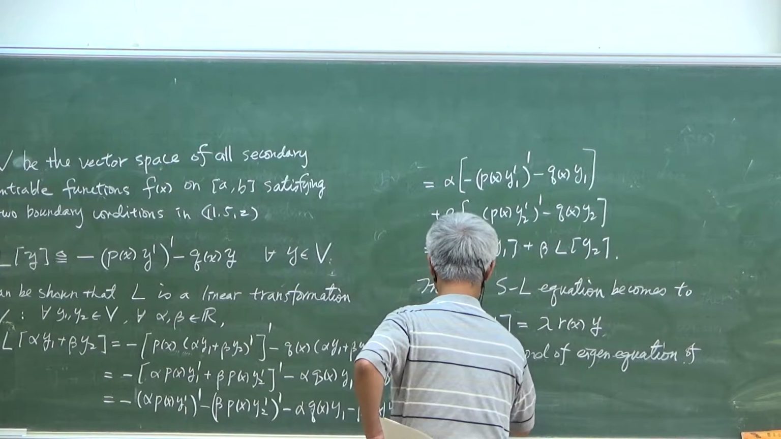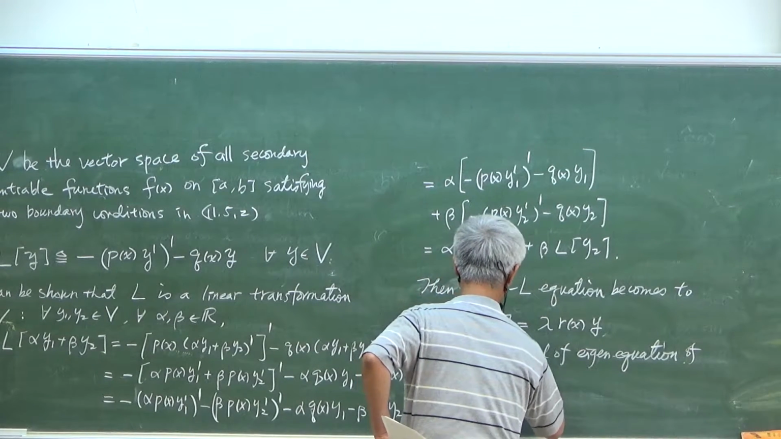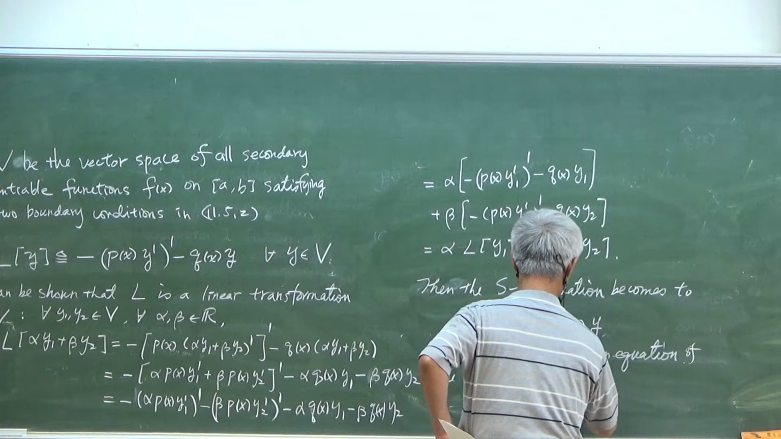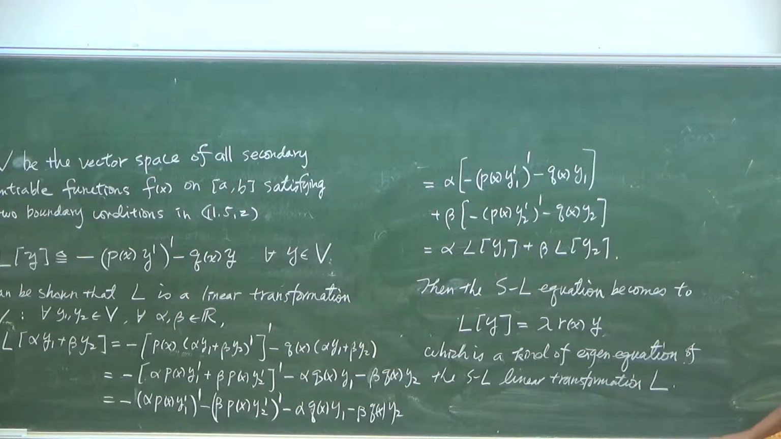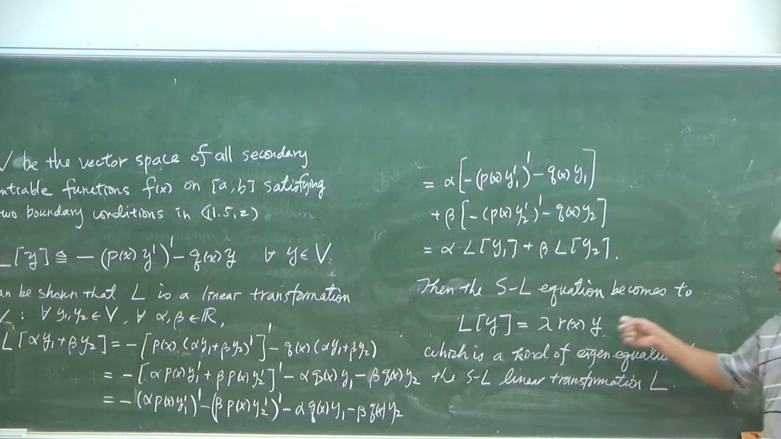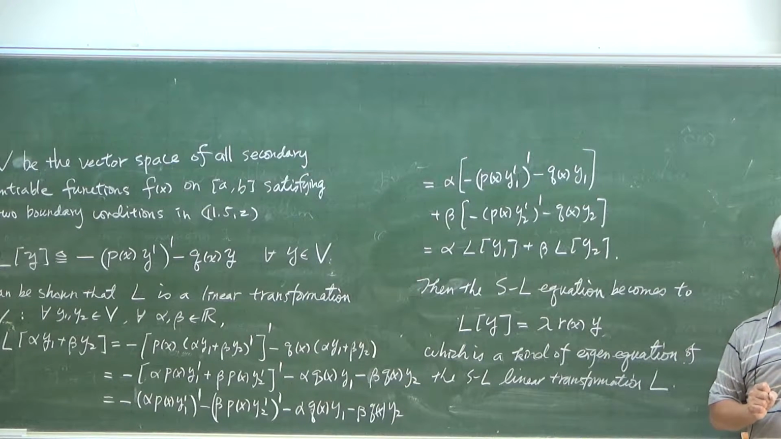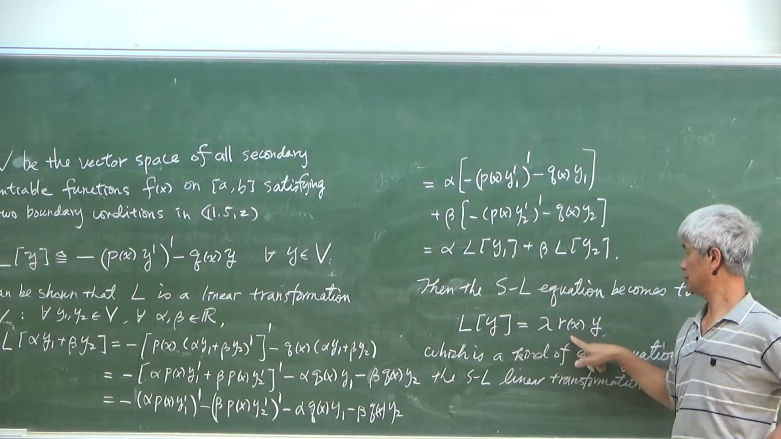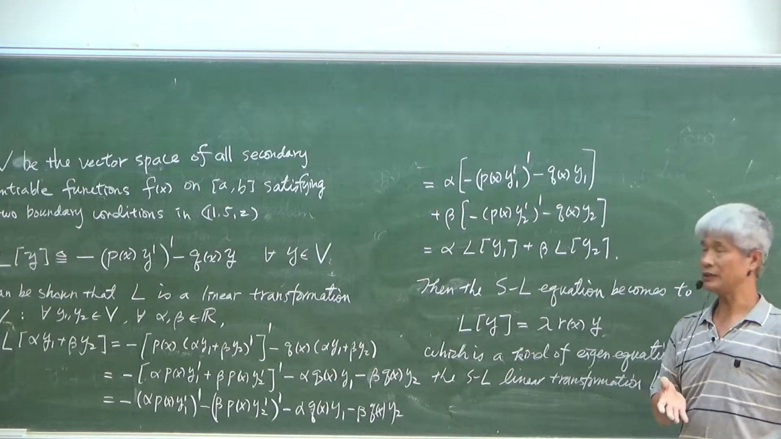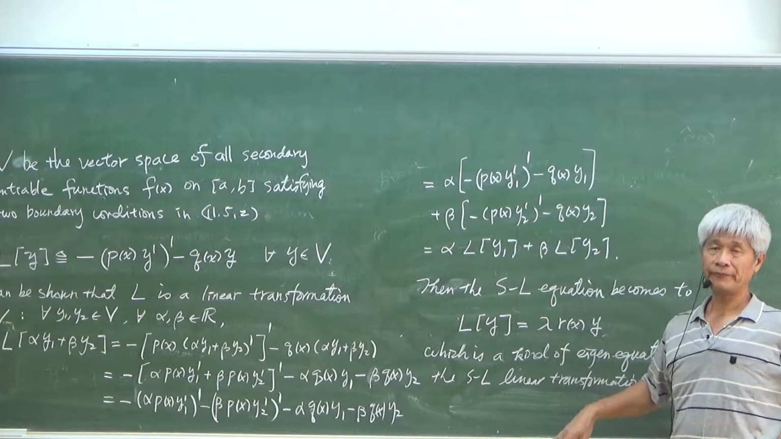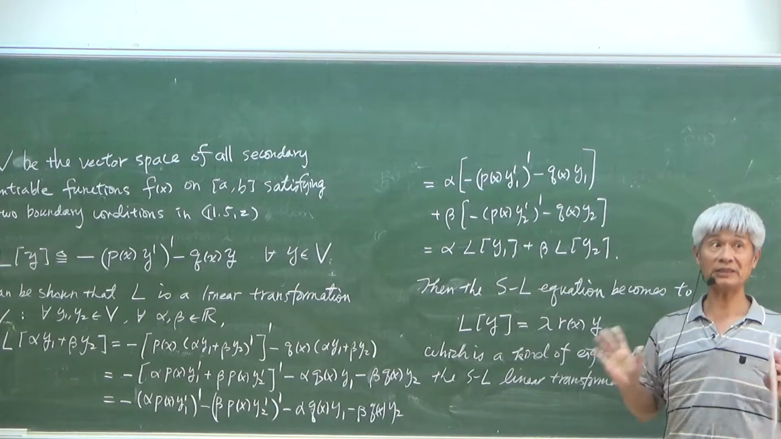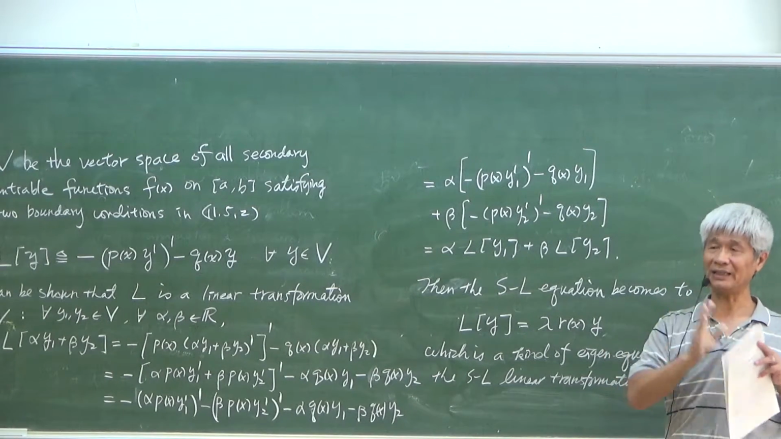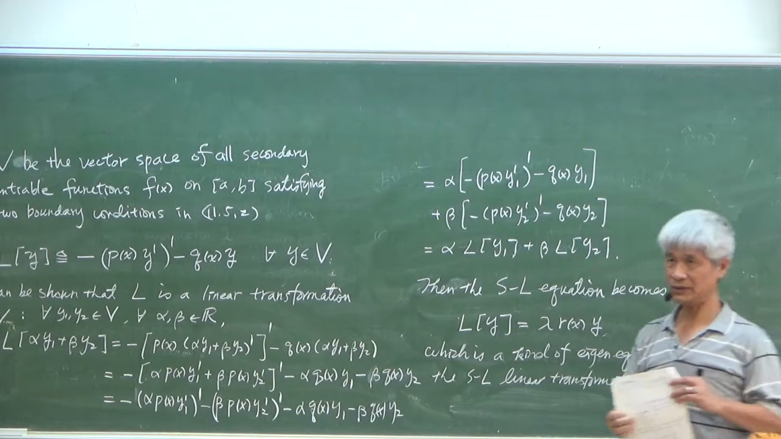Of the differential linear operator, linear transformation. So this is a kind of eigen equation here, and we want to solve this eigen equation. Any non-trivial solution is called eigenfunctions, and the corresponding lambda are called eigenvalues. So that is the reason why we call them eigenfunctions, eigenvalues. So any questions?